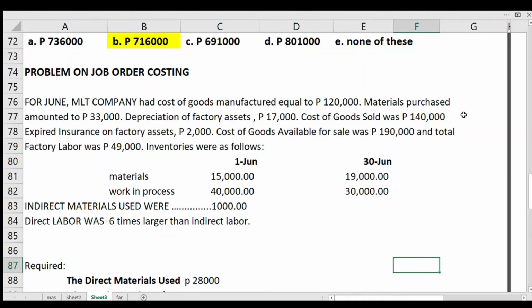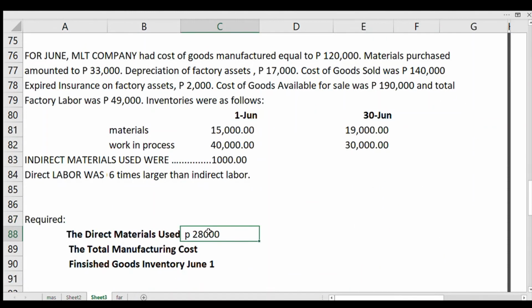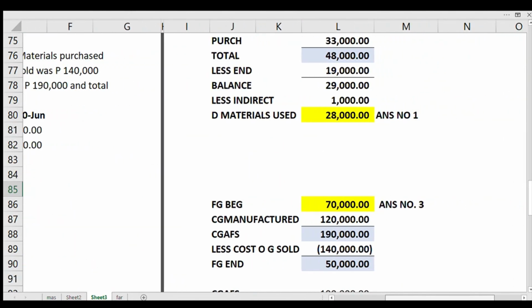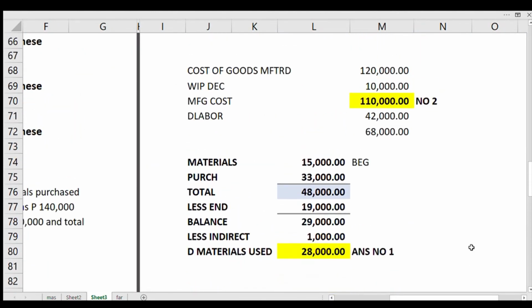Okay, the questions: the direct materials, and the total manufacturing cost together with the finished goods inventory at the beginning were being asked. So let us show the solution to get the answers. At this point, we have no choice. We will just compute.